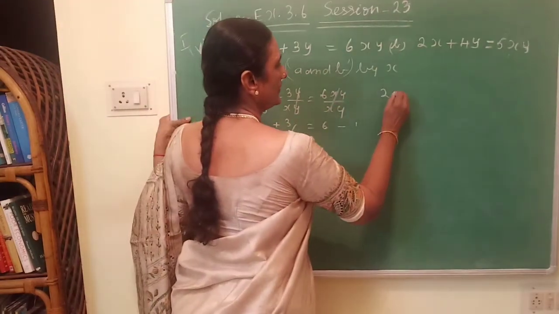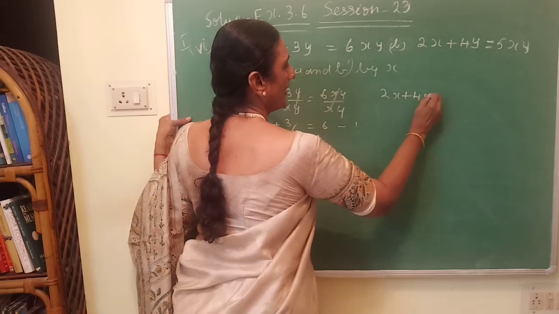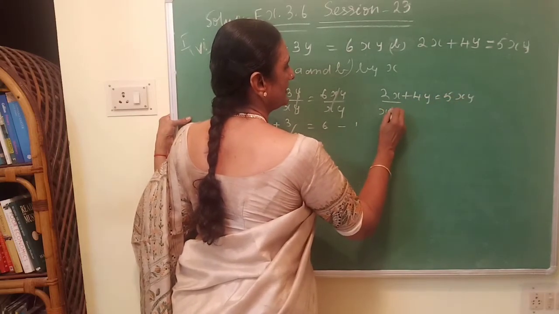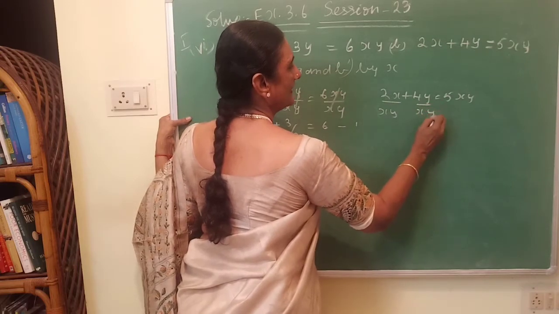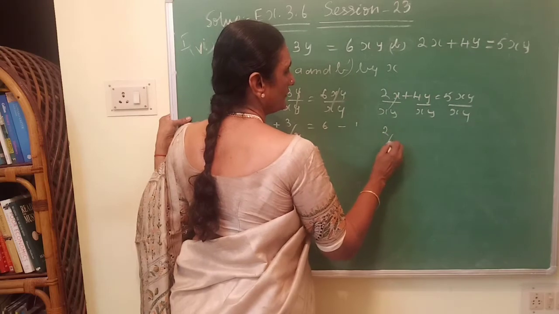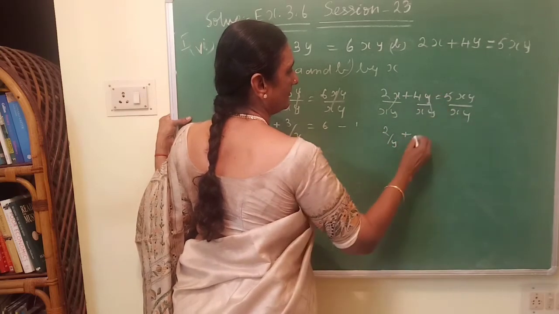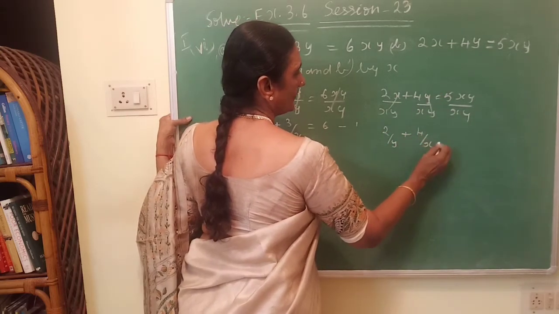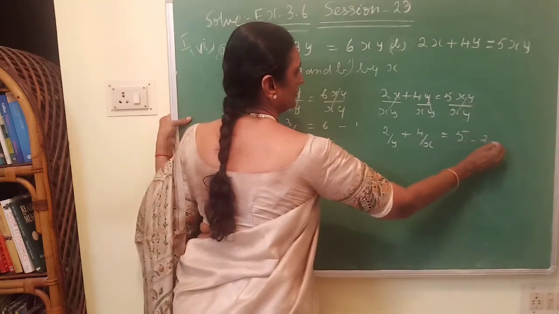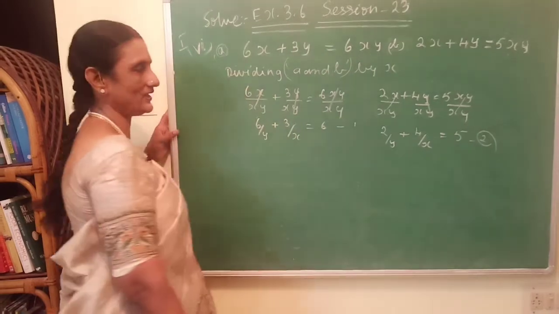So it is 2x plus 4y is equal to 5xy. Now we are dividing this by xy, this by xy, this also by xy. x and x cancel, so we will get 2 by y, plus y cancels, so 4 by x is equal to 5. So this is equation 2. Now we are going to solve both the equations.